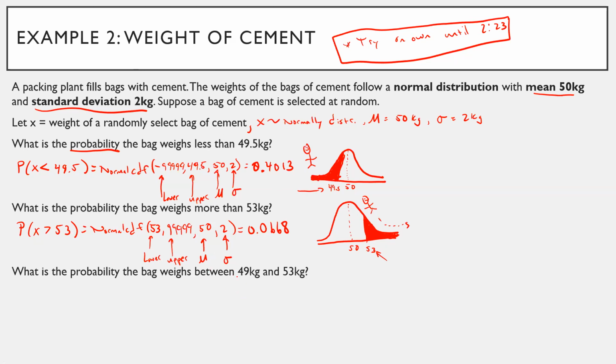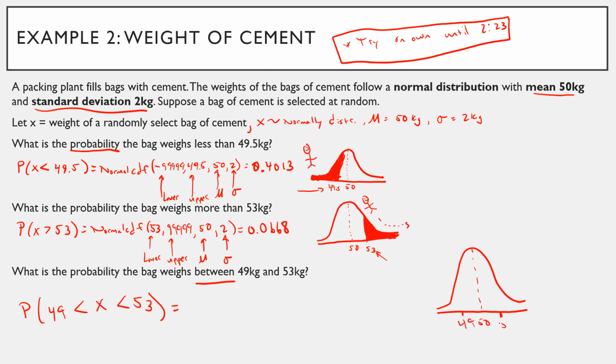All right. So now what is the probability the bag weighs between 49 and 53? So you're centered at 50, and I want to be between 49 and 53. None of this is drawn to scale. This graph literally just helps me figure out how to do this.